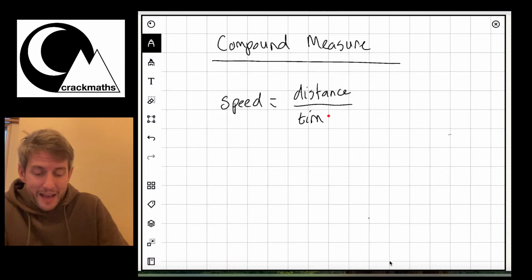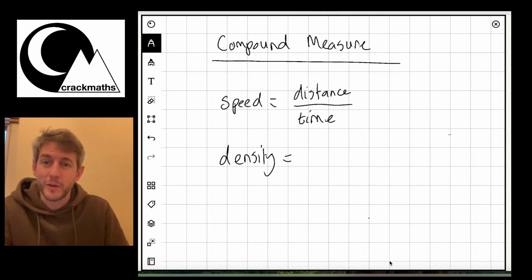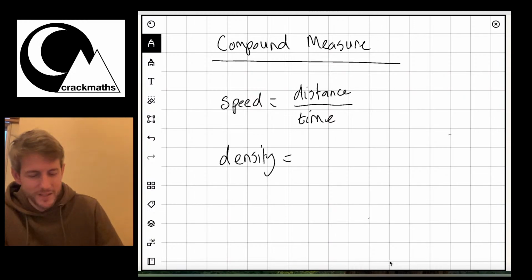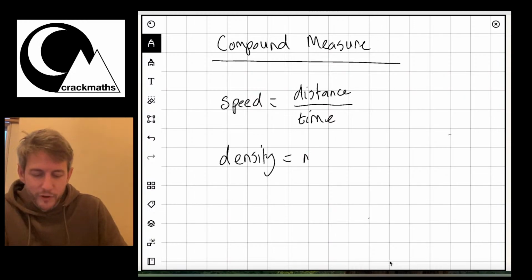And then we also have density, which is grams per centimetre cubed. So it's mass over volume.